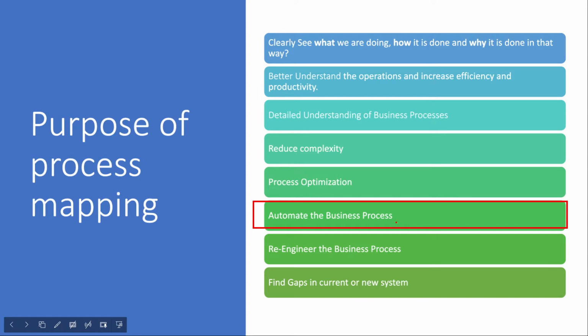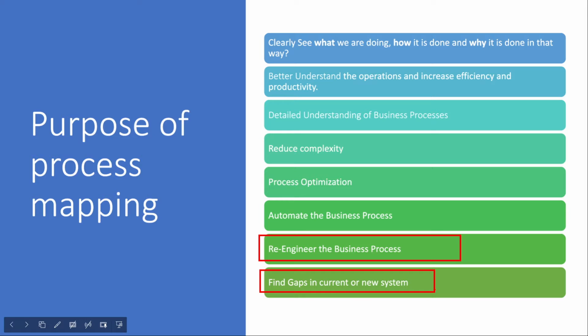Now, there are different standard processes or best practices available, so we will be able to map that. We will be able to find the gap, and then we might do the re-engineering of our business process. Once we do the re-engineering, we'll be able to see the gap, how we have been doing it and how we can do it in the new system. These are some of the common purposes of process mapping.